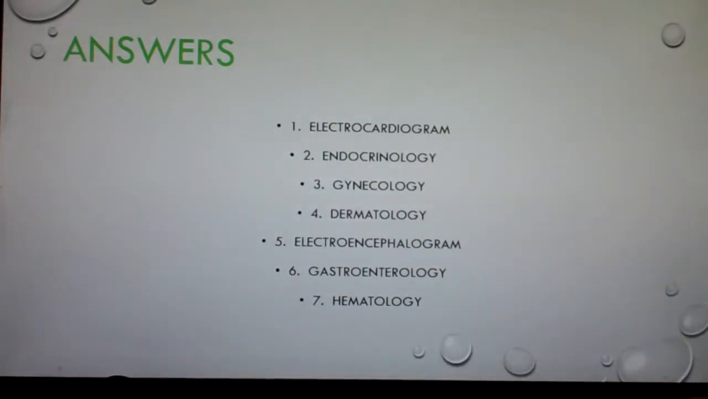Answers. Number 1 was electrocardiogram. Number 2 was endocrinology. Number 3 was gynecology. Number 4 was dermatology. Number 5, electroencephalogram. Number 6, gastroenterology. Number 7, hematology.